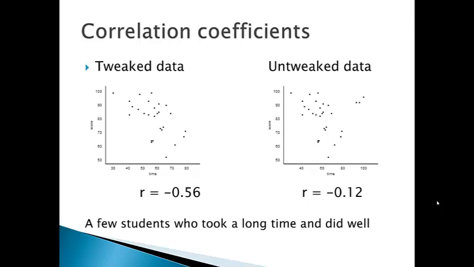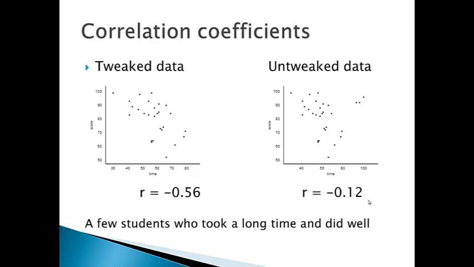In the real data set, there were a few students who took a long time and did well. You can see that in the graph on the right, up here in the upper right-hand corner. We had students who took nearly 100 minutes and scored very well on the exam. With these few extra points added, we see that the correlation coefficient changes rather substantially, from negative 0.56 all the way to negative 0.12, moving from a moderately strong negative correlation to a very weak negative correlation.